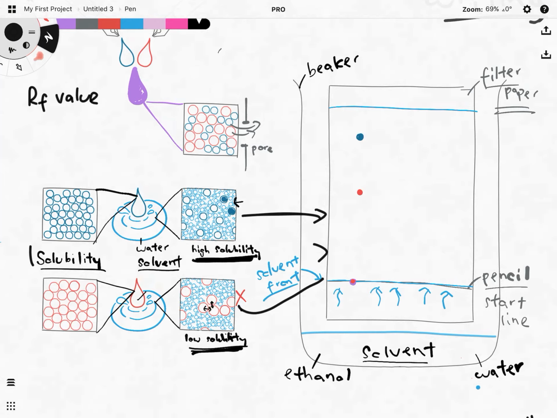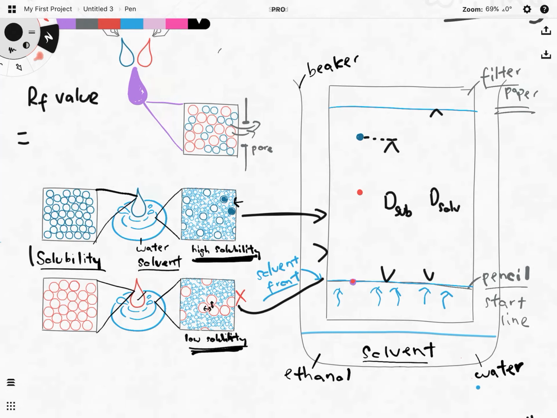Okay, let's say I want to calculate the RF value of the blue ink. Ratio of the distance moved by the substance. So the distance moved by the substance, I'm going to label it as DS, substance, and the distance moved by the solvent. This is the distance moved by the solvent. I'm going to label it as DSOLV, distance moved by the solvent.